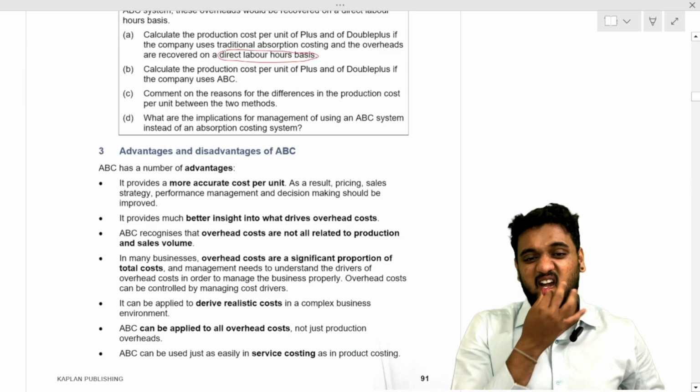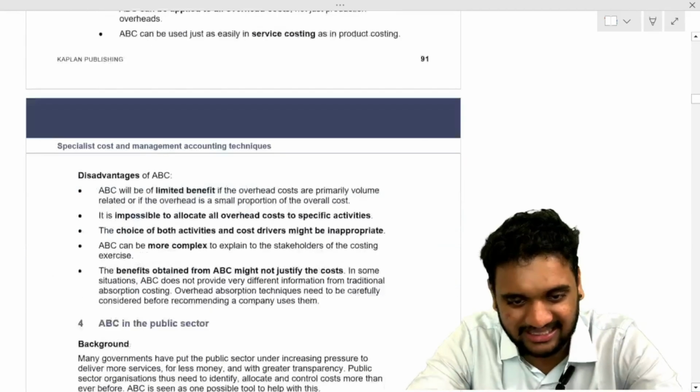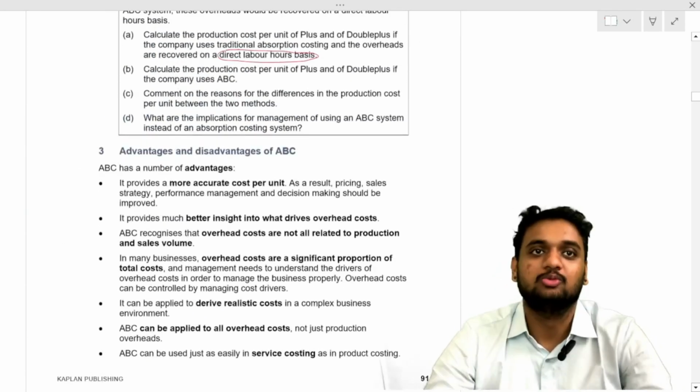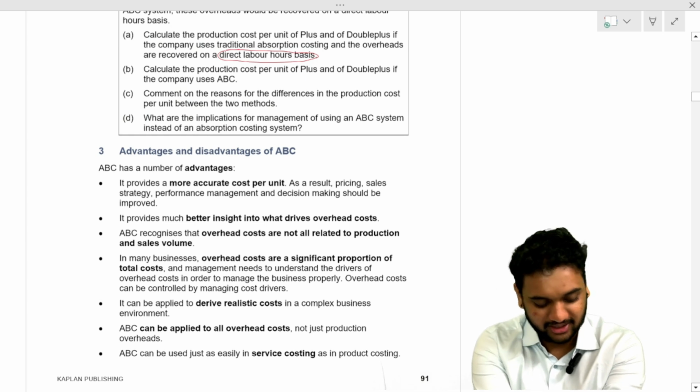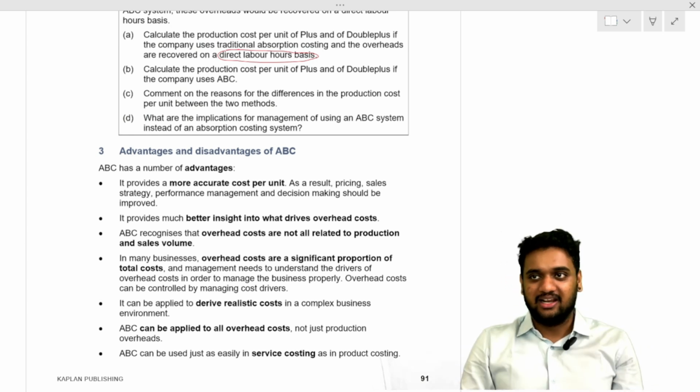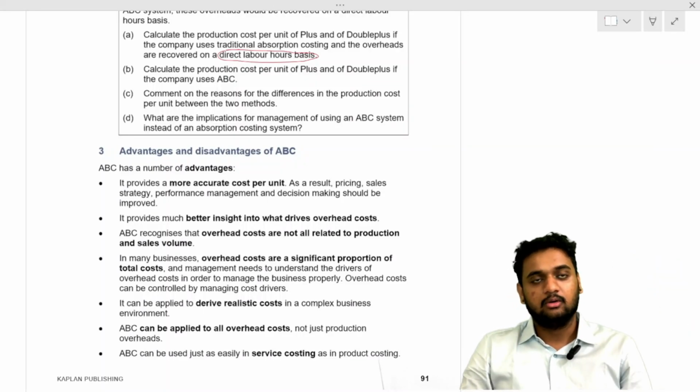Now we will see some advantages and disadvantages of ABC costing. Technically, there is no disadvantage. Some of our namesake they have given disadvantages, but we'll see the advantages. Technically there is one advantage, and that one advantage has been written in various names.